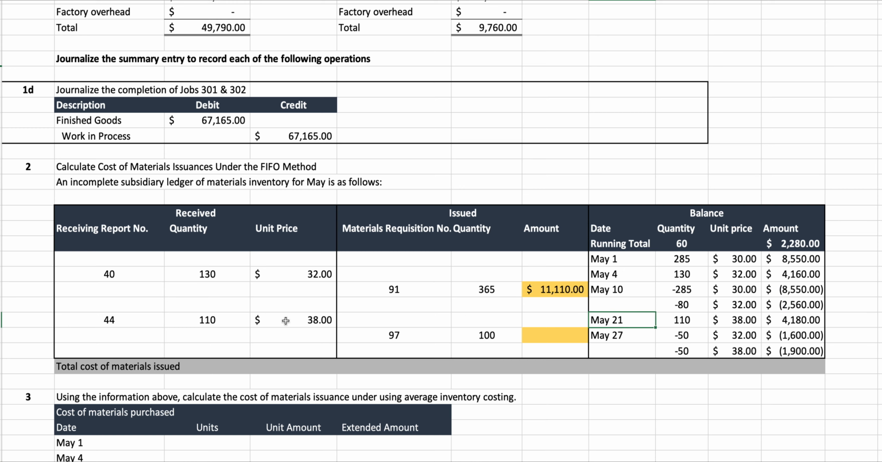On May 21st, we received some more inventory. This time I received 110 units and the unit price was $38. Again, all I've done is extended that cost.